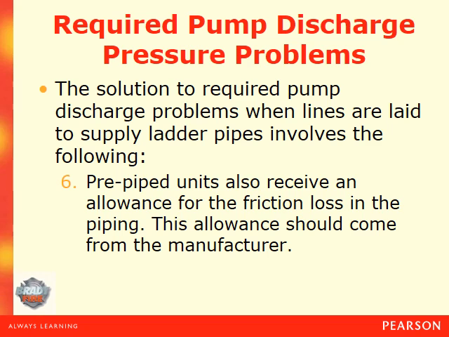We also have to look at the pre-pipe units. They also receive an allowance for the friction loss in the piping. This allowance should come from the manufacturer. So essentially, depending on the manufacturer, that's another number we have to add in for the friction loss, to add it all up.